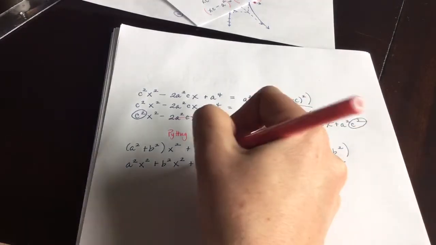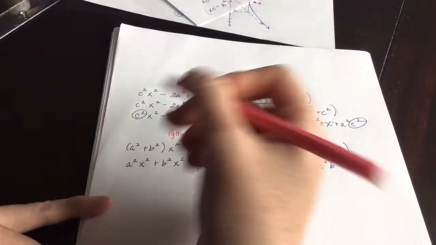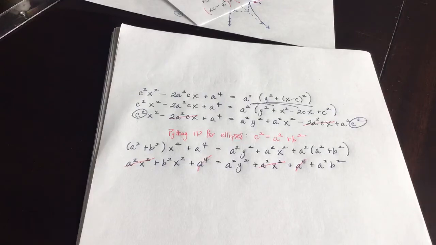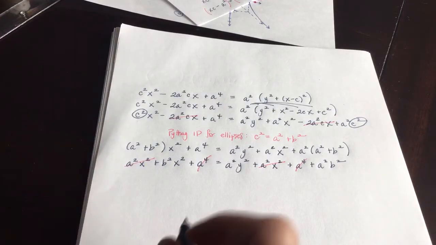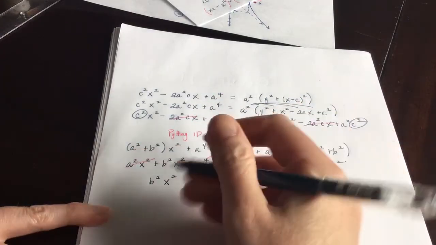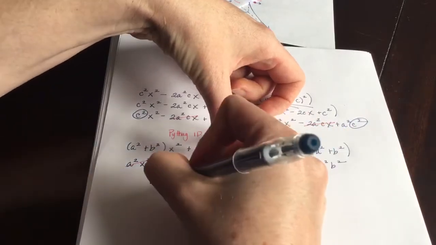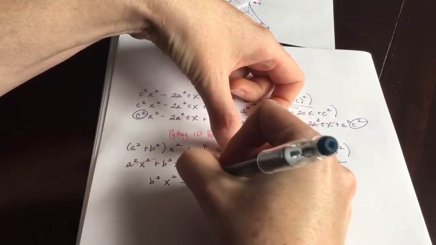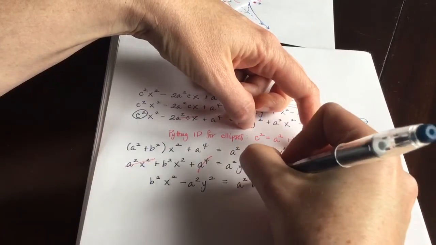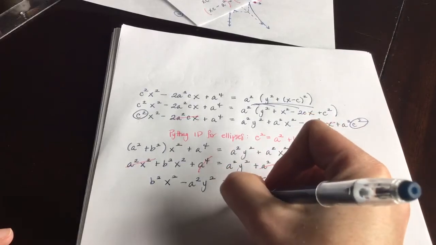The a to the 4ths vanish. Anything else? A squared x squared, bye-bye. Okay, and let's look at what we have left. We have b squared x squared on the left side. I'm going to subtract a squared y squared over, but I'm going to leave the a squared b squared on its own side. Dividing both sides by a squared b squared.